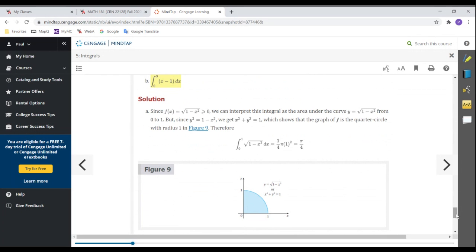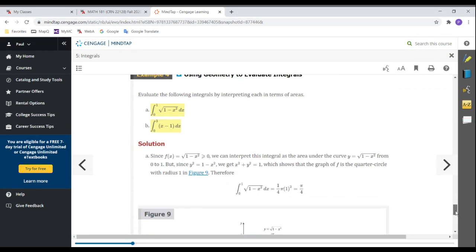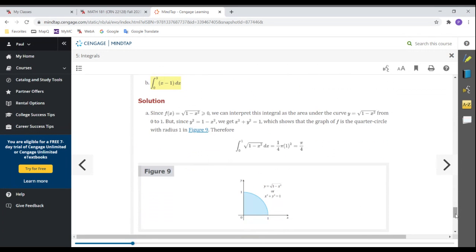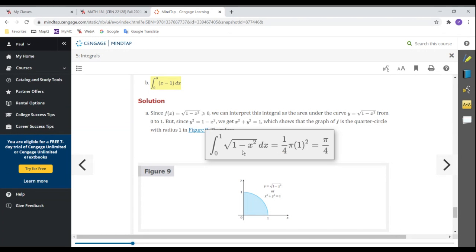So if you're going to find this definite integral, you don't need a Riemann sum. You just need to know that the area you're looking for is 1/4 of the area of a circle with radius 1, and so that's going to be 1/4 pi times 1 squared, and you get pi over 4. Okay, so you don't need Riemann sums to compute that integral, right?